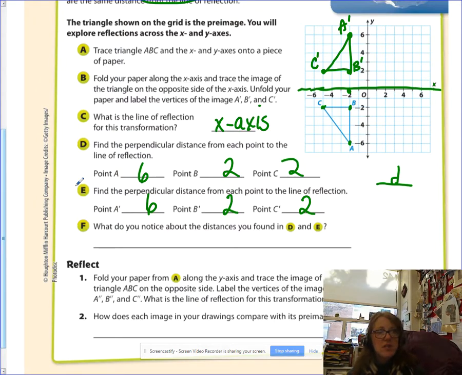Those are also 2 units away. They're just simply above the line. B prime and C prime. So what do you notice about the distances? They're the same. From A to A prime, B to B prime, C to C prime. Okay? Now, let me change color here.